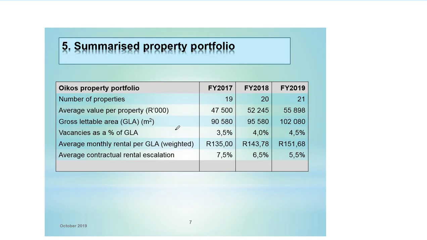Then we're looking at gross lettable area. The gross lettable area also increases each year. That is expected because we are increasing property each year by 1. And then there's the average monthly rental per GLA. It is increasing each year, and the question is, why? The reason is that there is an escalation of the rental income each and every year.